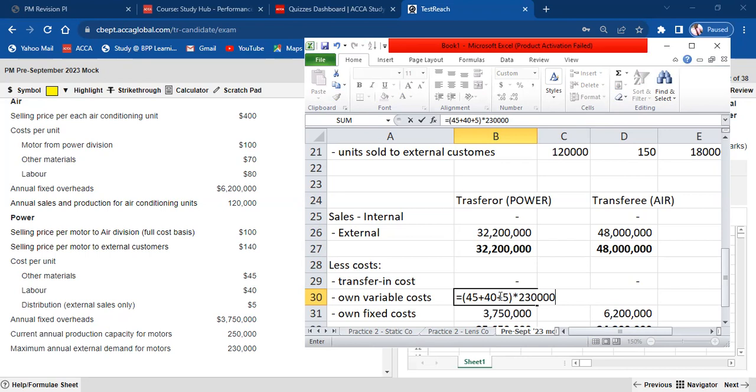Let's apply some logic here. If my capacity is 250, the external market wants 230, and I know I'm not going to produce for air, then my production will be based on 230,000. Is that a correct assumption to make? The transfer pricing system is changing. No, sir, that's not a correct assumption. Okay, tell me about it.